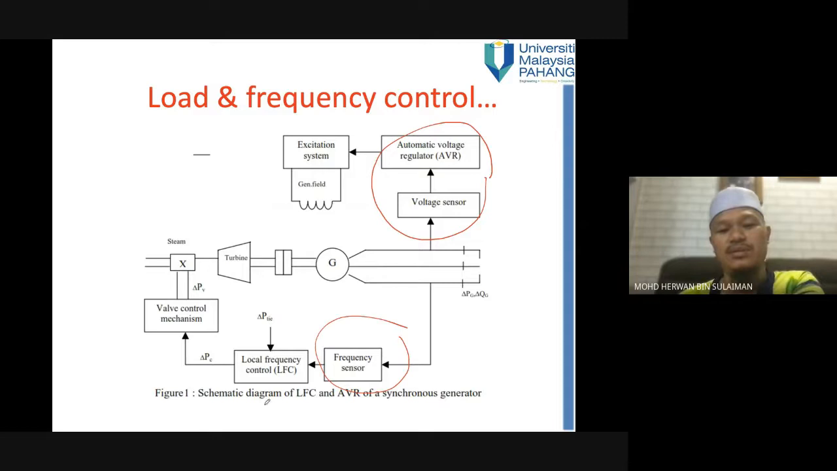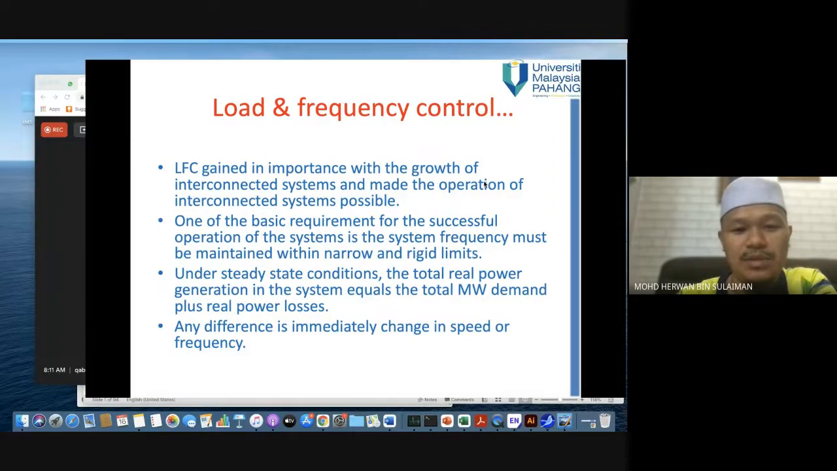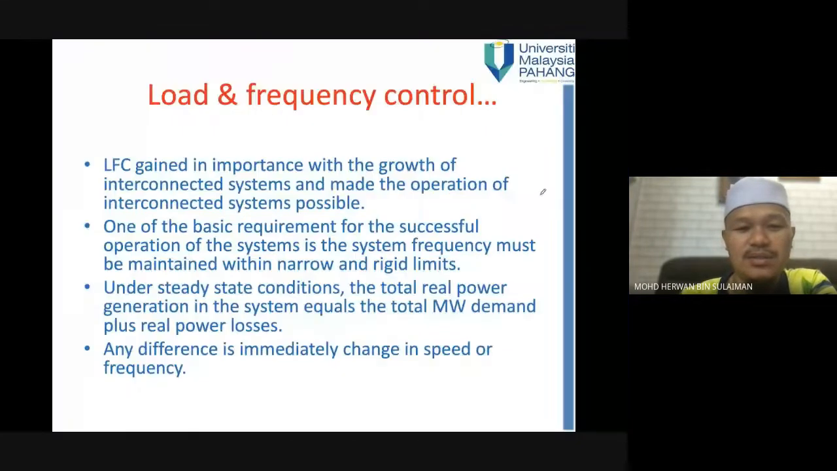So this one is the schematic diagram, simple, when we have a load frequency control installed in the synchronous generator. So kita ada load frequency control, kita ada AVR. LFC gains in importance with the growth of the interconnected system because nowadays we have a very complex power system, yang mana kita panggil dia interconnected lah.